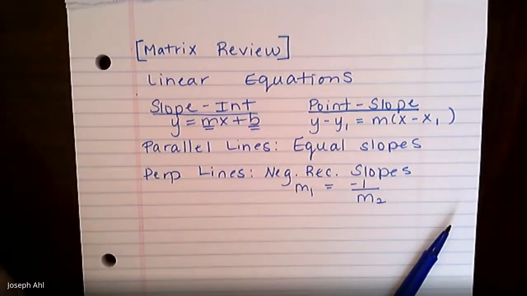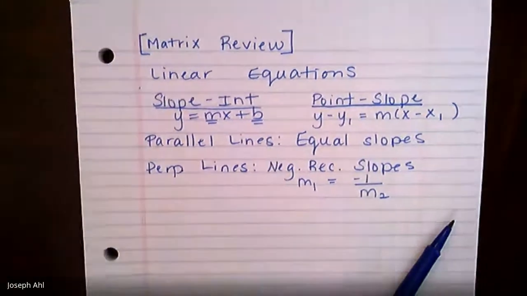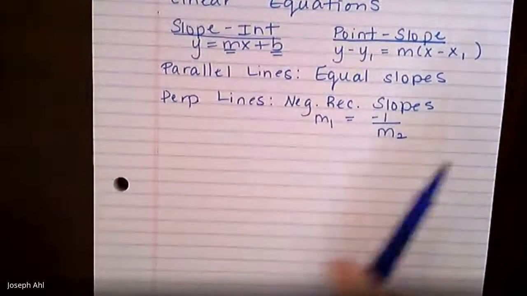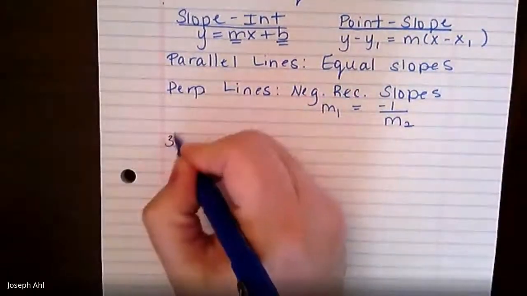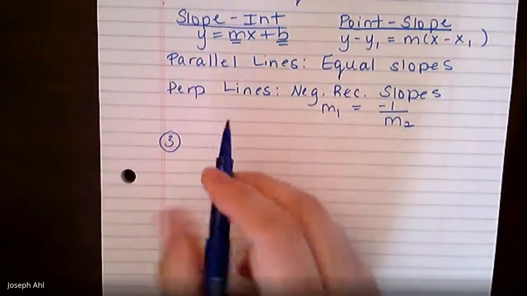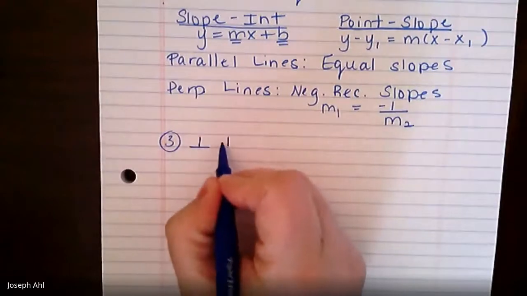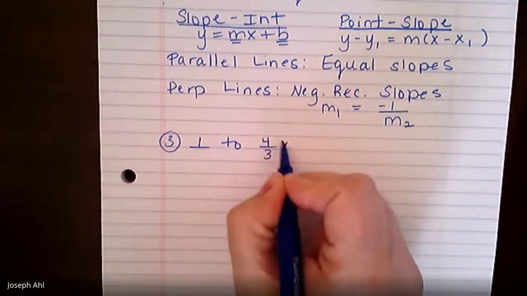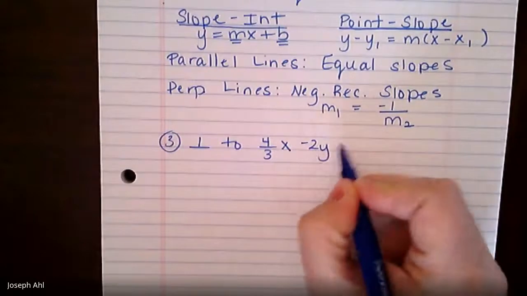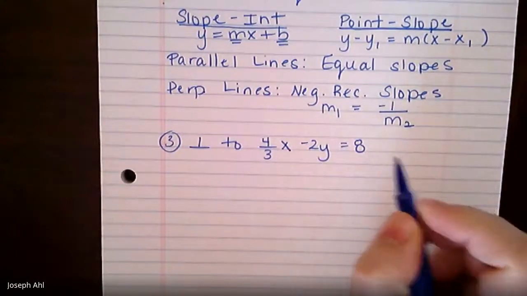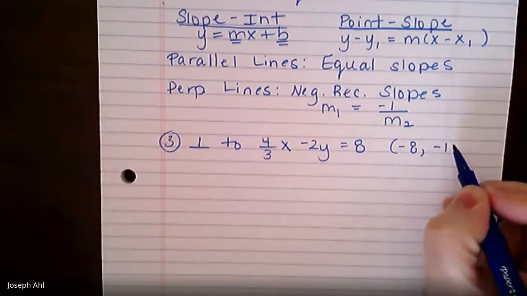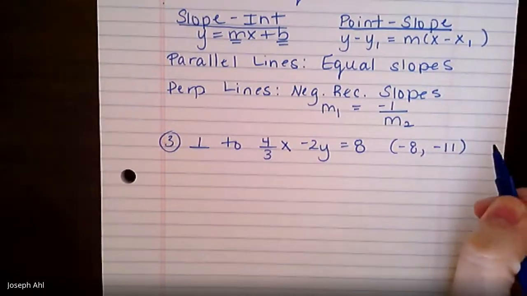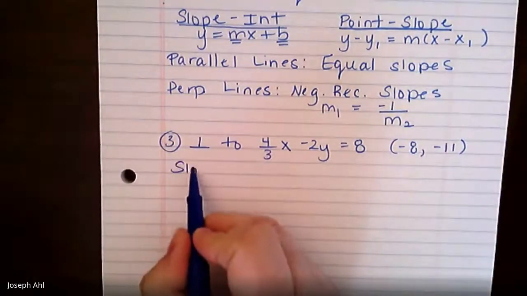If I go back to the review for a second, I kind of like number 3 for some reason, not sure why. Number 3 is we want the equation of a line that's perpendicular to 4/3 x - 2y = 8, and it goes through the point (-8, -11), in slope-intercept form.